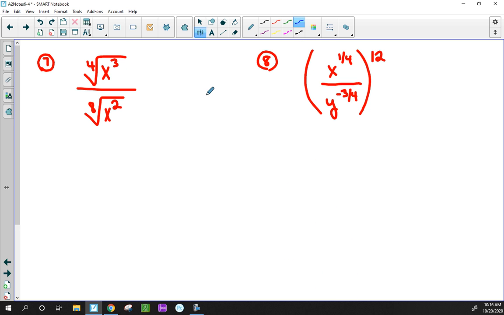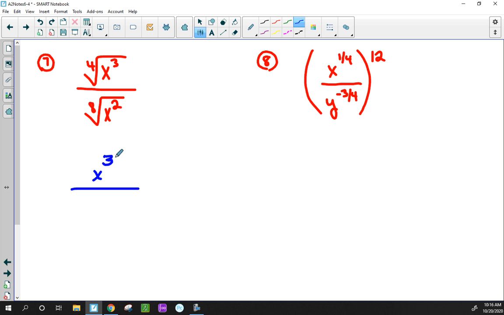Okay, number 7. Fourth root of x to the third divided by eighth root of x to the second. Well, when I'm dividing, I can use the quotient rule. The problem here is I have different index numbers. So a good thing to do in this scenario, don't quit and say, well, it can't be done. You want to try to see if you can convert it to a fraction power and see if that will help you. So on top, you're going to get x to the 3 divided by 4.